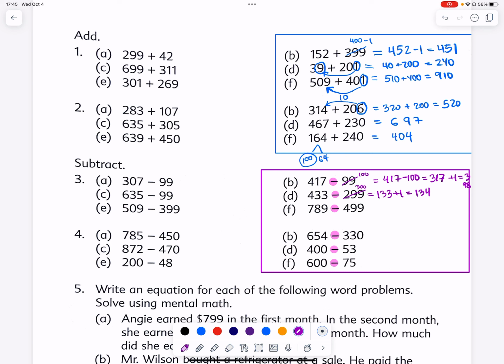134. Next, 789 minus 499. 499, my favorite round number, would be 500. Let's go. 789 minus 500 is just 289, but we subtracted one extra. Let's put it back, and the answer is 290.